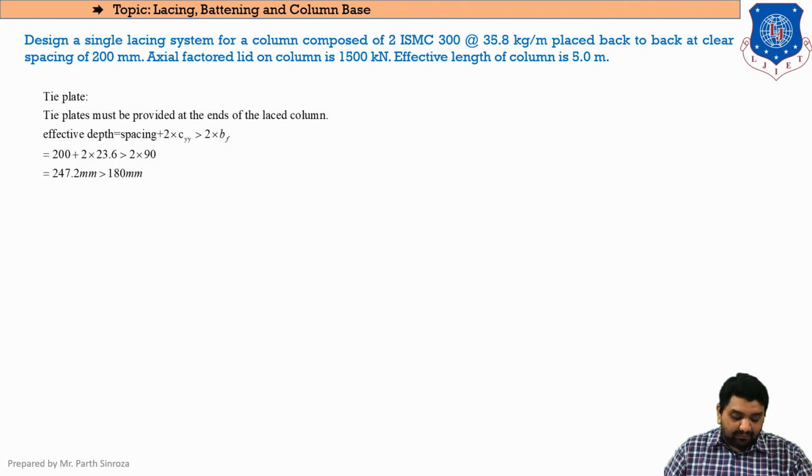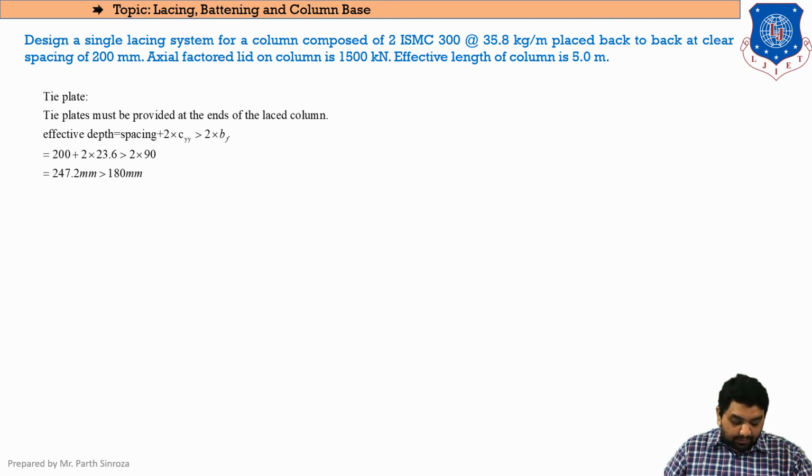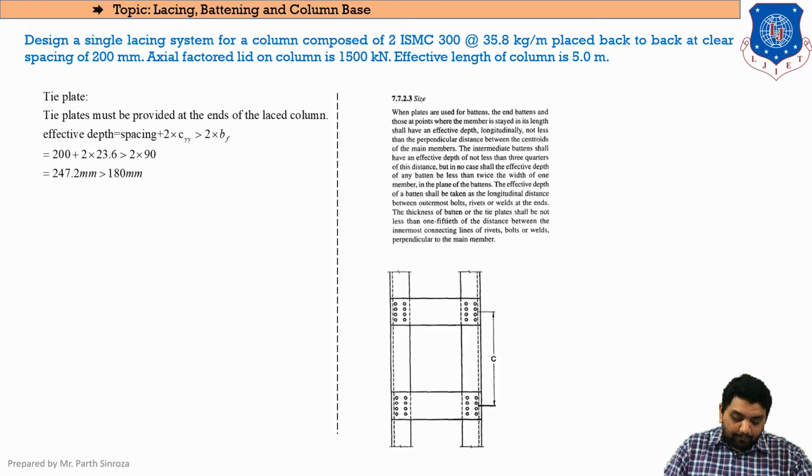And the final thing will be to design the tie plate. Clear? As we have discussed earlier, for providing a lacing, the portion of starting and the portion of completion should always carry a horizontal plate, that is called a tie plate. So the final step will be to design this tie plate, and to design this tie plate we will be moving on to clause 7.7.2.3.